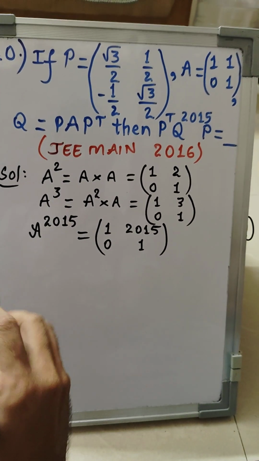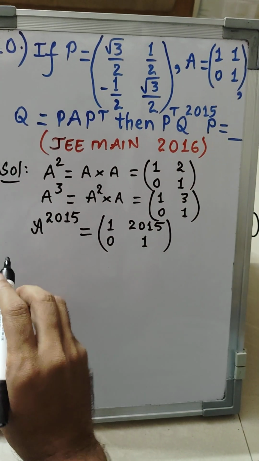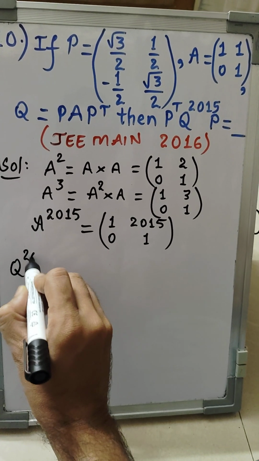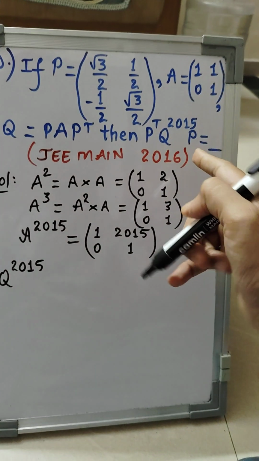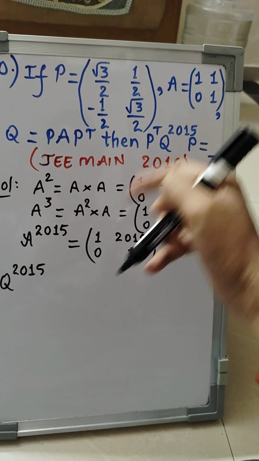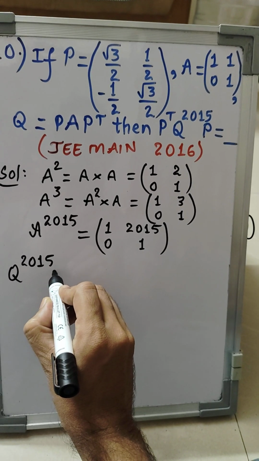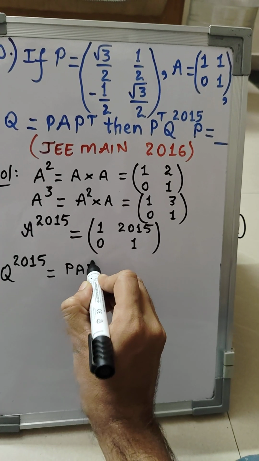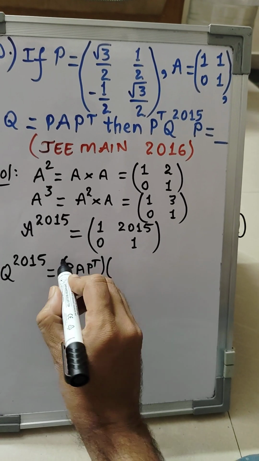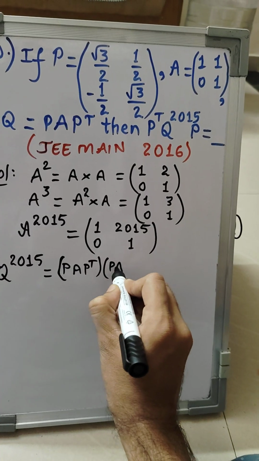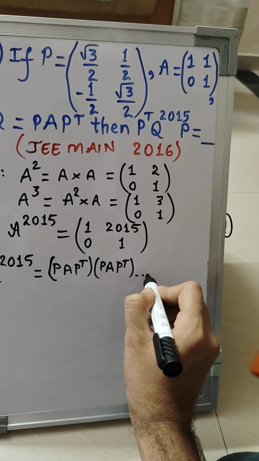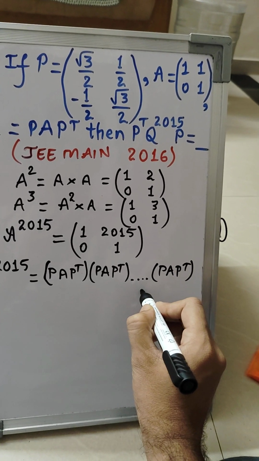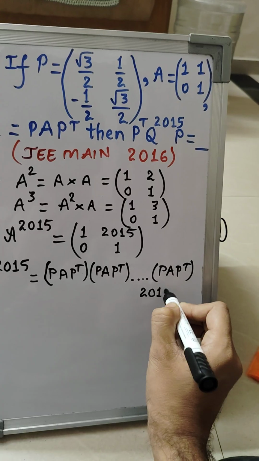And then next, I will write the Q power 2015 value. To find this value, I have to know Q power 2015. Q power 2015 can be written as PAP transpose into PAP transpose and so on, PAP transpose 2015 factors.